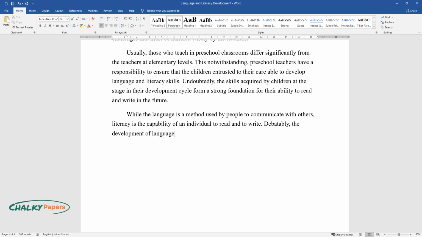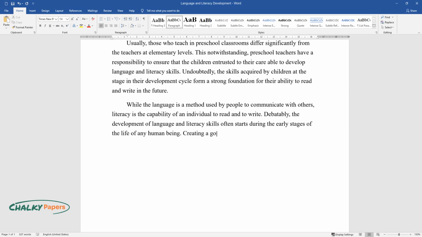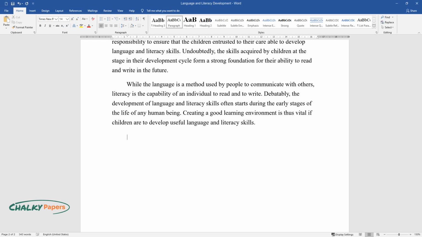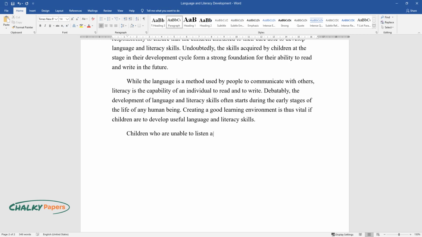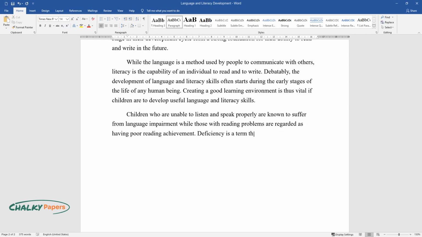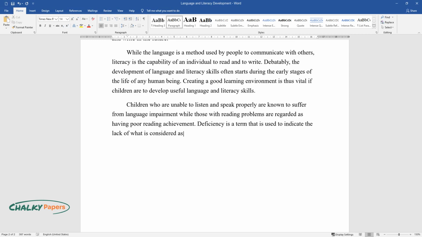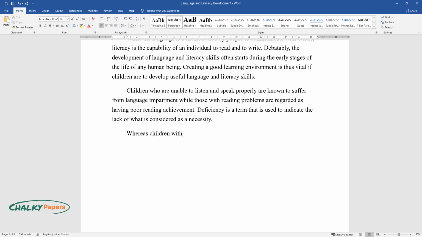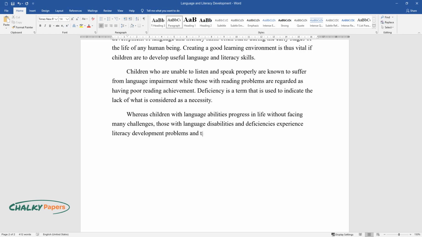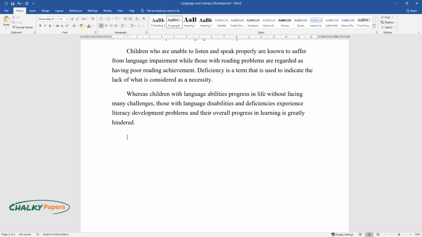Debatably, the development of language and literacy skills often starts during the early stages of the life of any human being. Creating a good learning environment is thus vital if children are to develop useful language and literacy skills. Children who are unable to listen and speak properly are known to suffer from language impairment, while those with reading problems are regarded as having poor reading achievement. Deficiency is a term that is used to indicate the lack of what is considered as a necessity. Whereas children with language abilities progress in life without facing many challenges, those with language disabilities and deficiencies experience literacy development problems, and their overall progress in learning is greatly hindered.